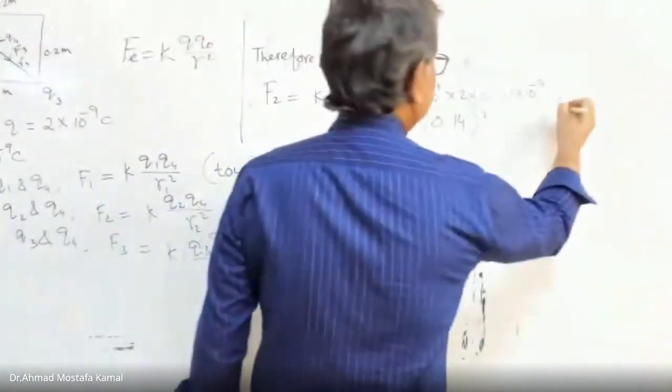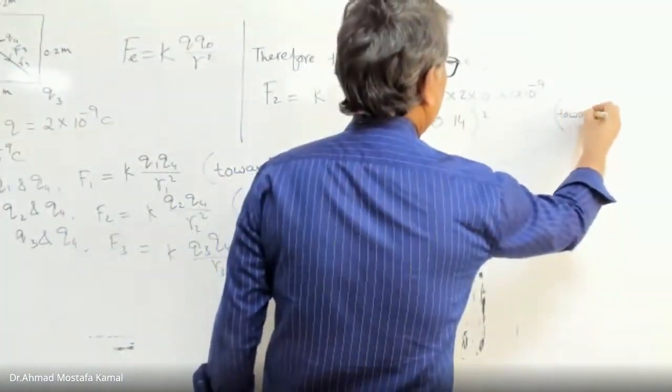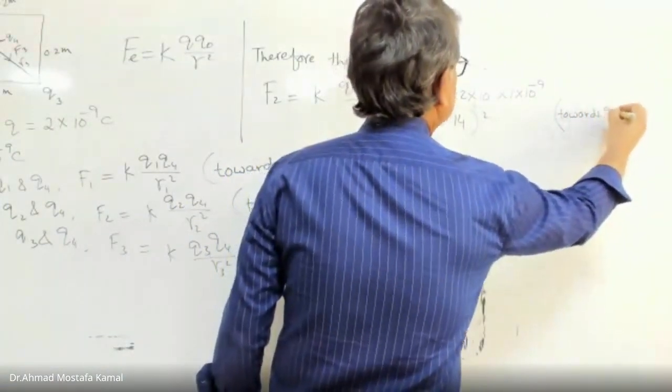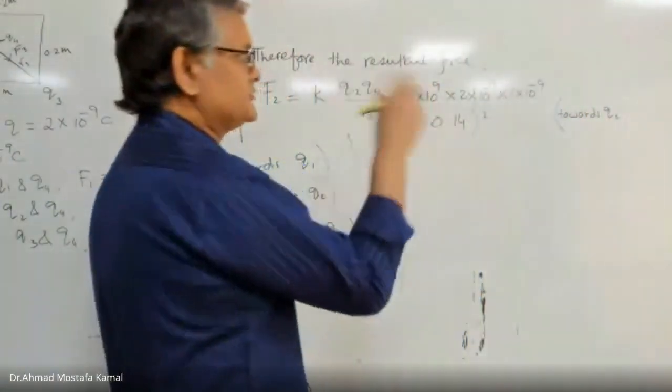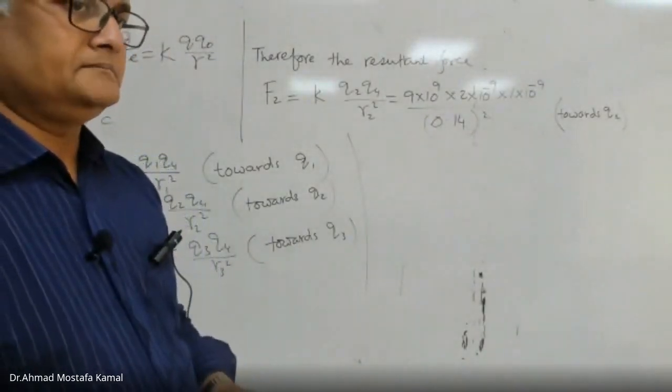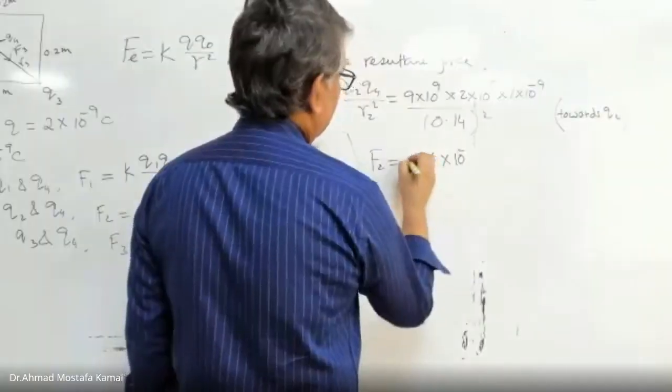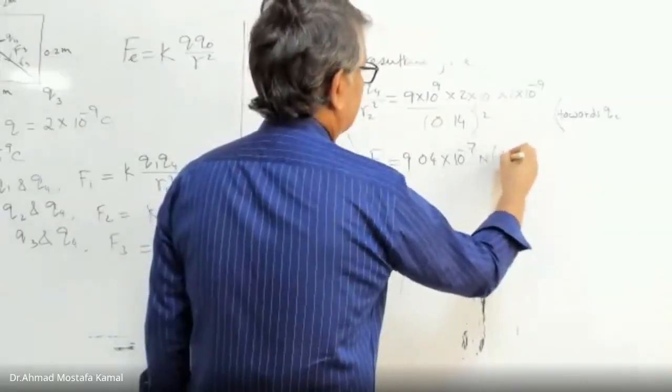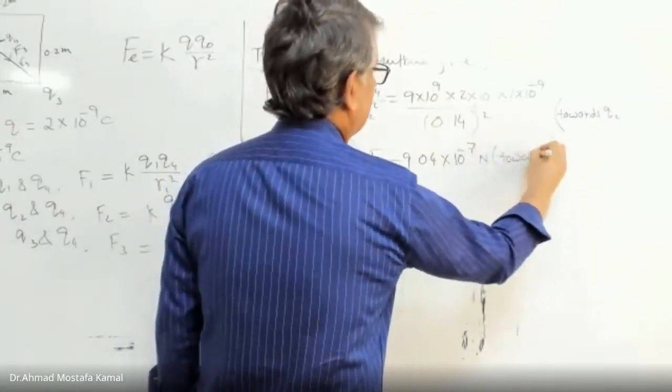Towards Q2. So after calculating the magnitude you must write the direction beside it, okay? Magnitude calculation is very easy. 9.04 into 10 to the power minus 7 Newton, and the direction is towards Q2.